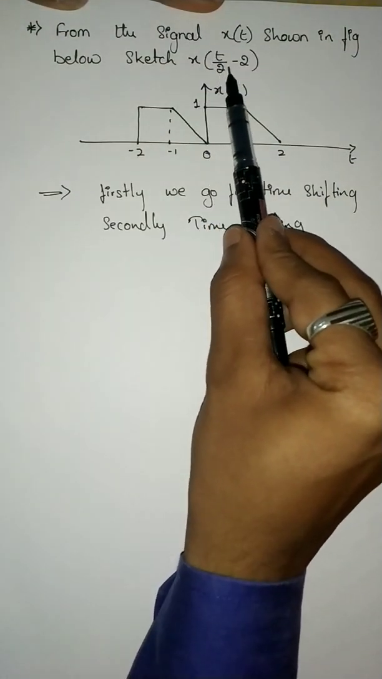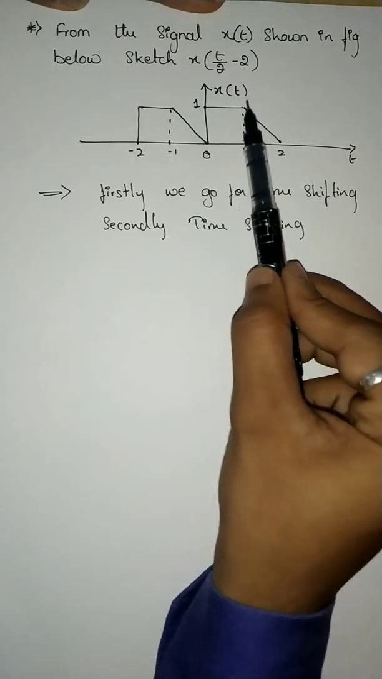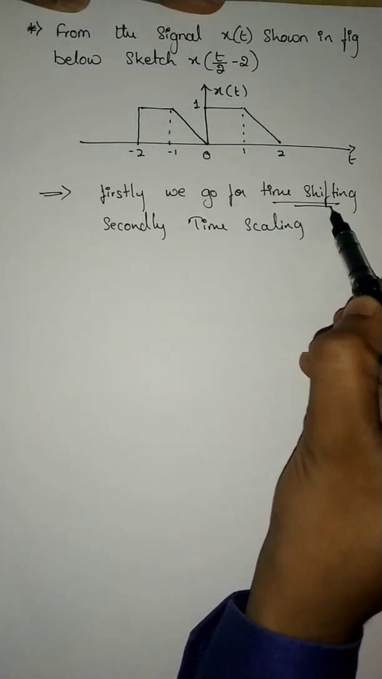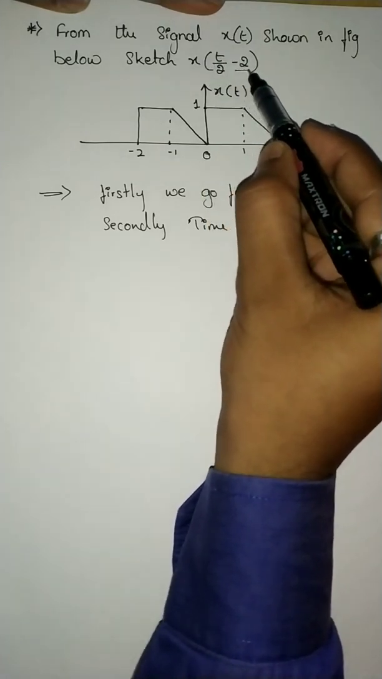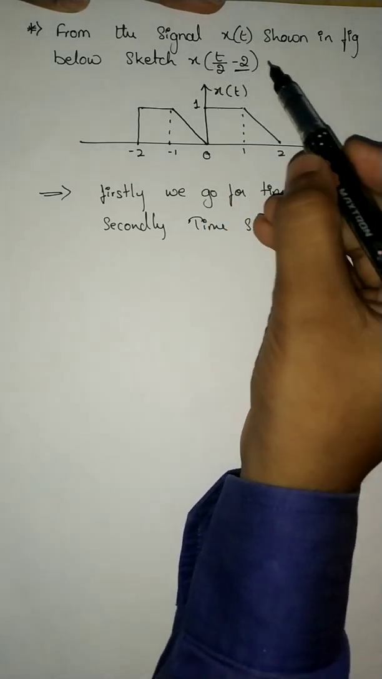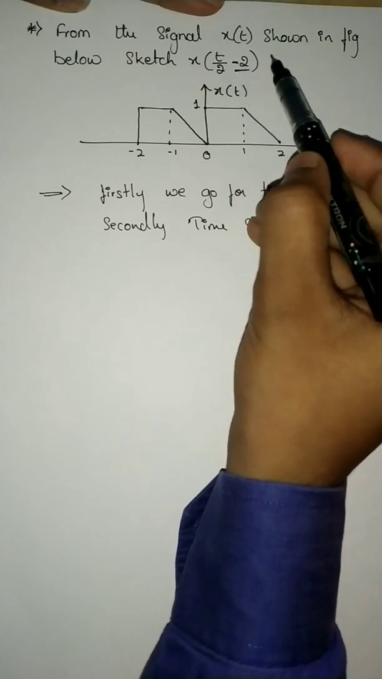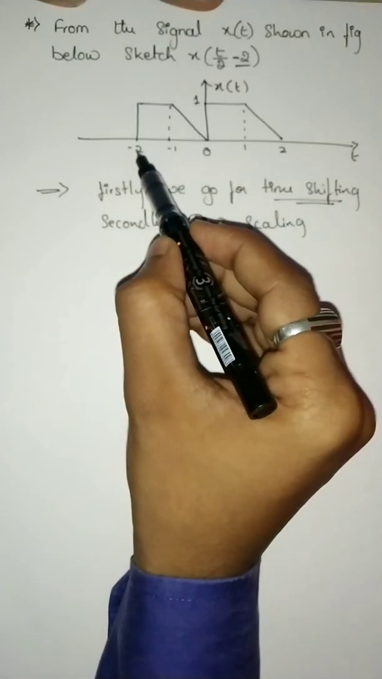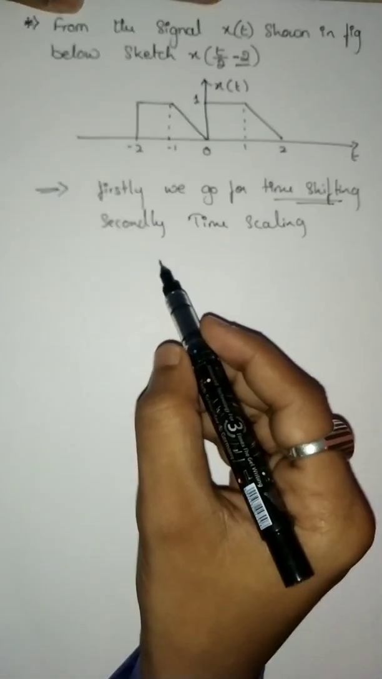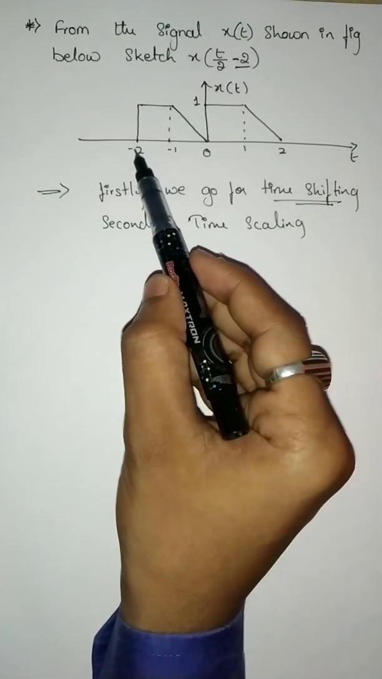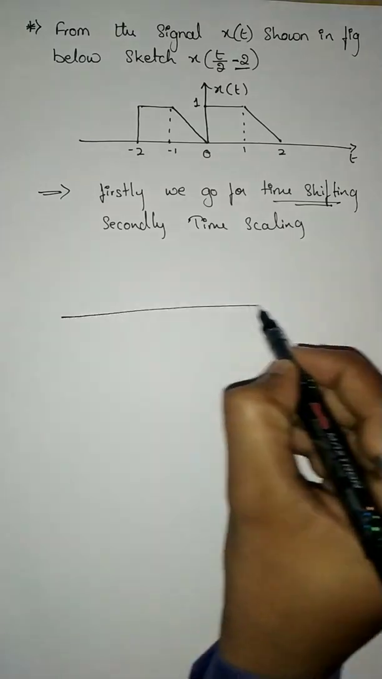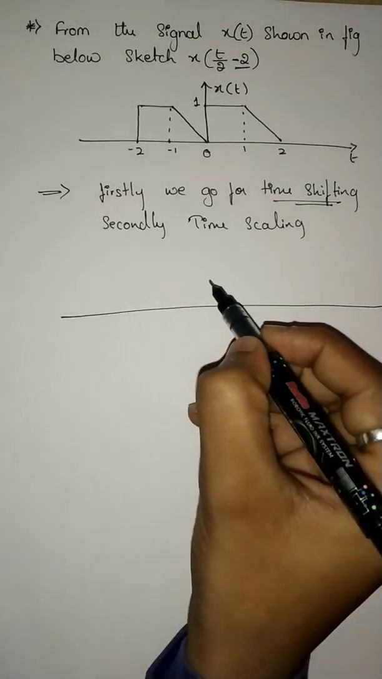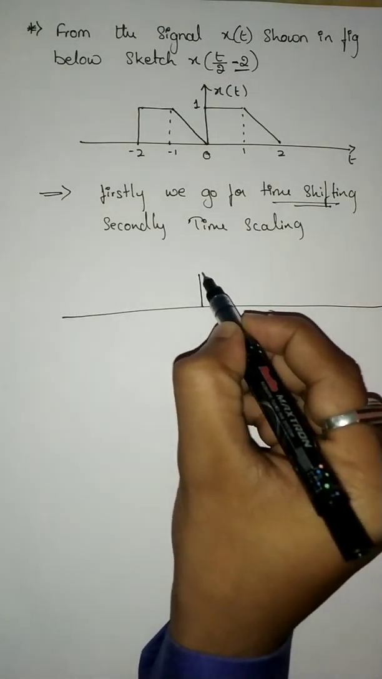And now we got x of t by 2 minus 2 for this x of t signal. First thing we need to do is time shifting, which means x of t minus 2. Minus 2 is the time shifting parameter. The signal is delayed by 2 units. Previously it used to start at minus 2. Now it is delayed by 2 units. Minus 2 it used to start, delayed by 1 unit, 2 unit, and now it is going to start at t is equal to 0.